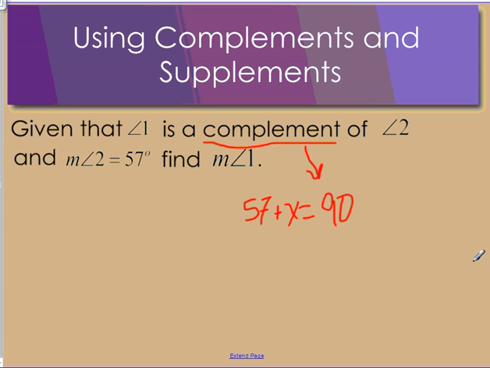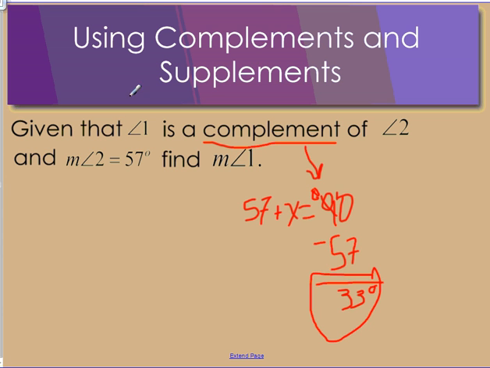So from there, I can just subtract 90 and 57 to find my missing angle. I'm going to subtract, and I get 33 degrees. So the measurement of angle 1 is 33 degrees. All right, makes sense?